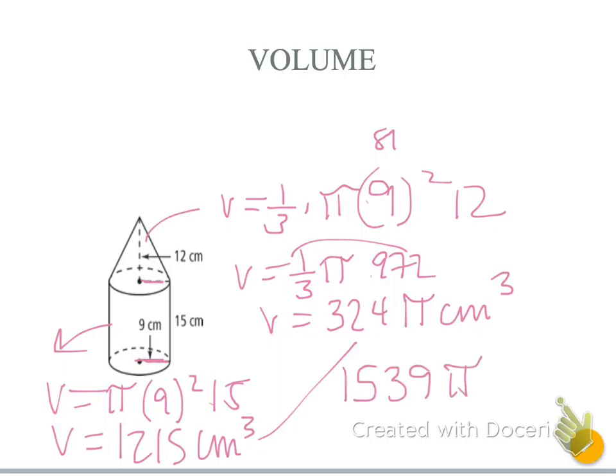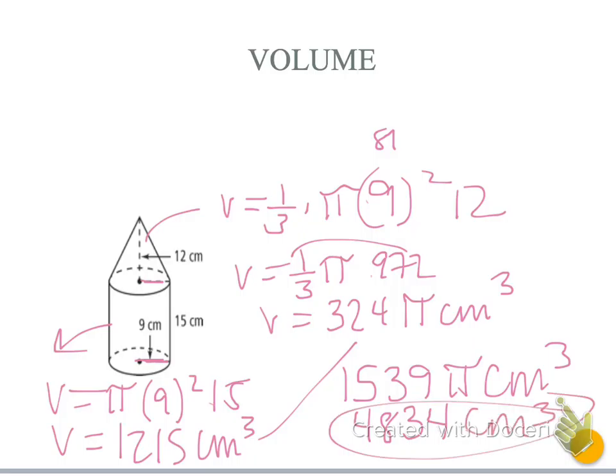1,539 pi centimeters cubed. If it asks for the whole number, you multiply that 1,539 times pi. So you'd get 4,834 centimeters cubed if it's asking for a whole number.